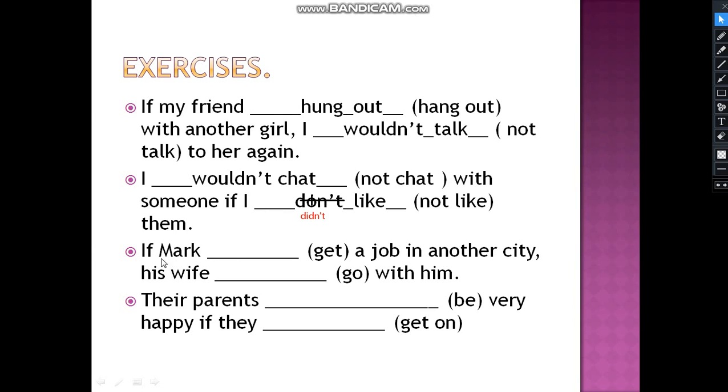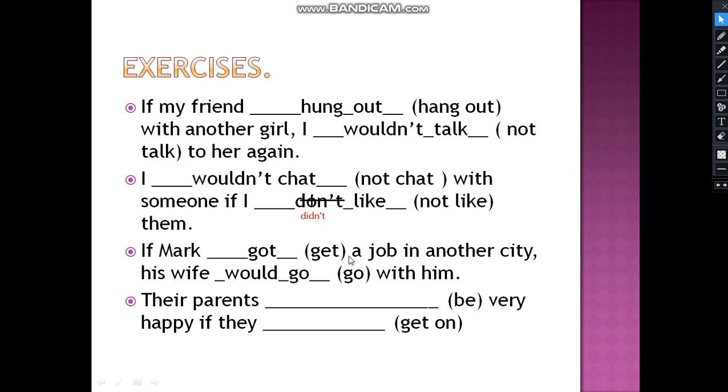The third one, we have if. So the past simple clause we'll get here. If Mark get a job in another city, his wife Farah go with him. If Mark get, we turn it to verb 2, got a job in another city. His wife, the would clause, would plus base verb, would go with him. If Mark got a job in another city, his wife would go with him.